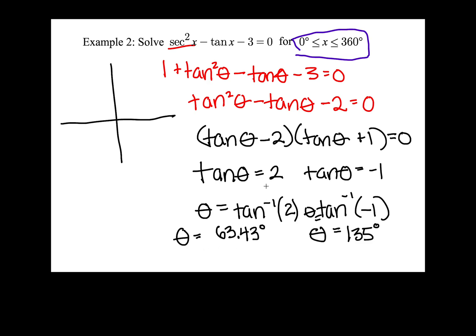But remember, there are 2 tangent ratios in the unit circle that are going to provide me with the same answer. Remember, all students take calculus. The tangent angles are equivalent in diagonal quadrants. So because of that, I can find the other angle by adding 180 degrees. The second answer for 63.43, add 180, you get 243.4.